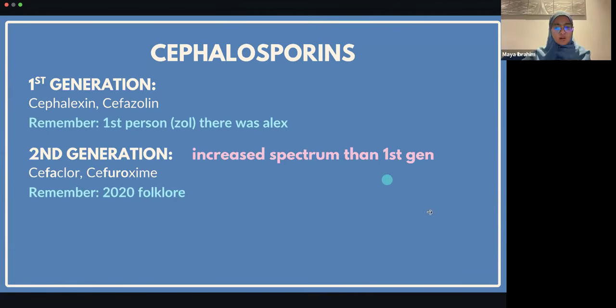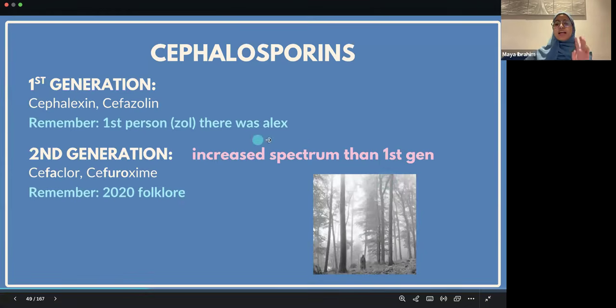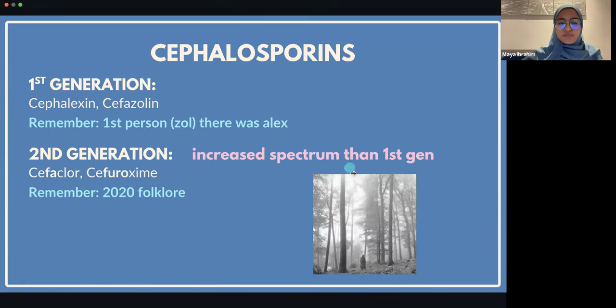Folklore, which is an album that she made that was released in 2020. And it has an increased spectrum than the first generation. As you go down, the spectrum just increases as you go from first to fifth generation.